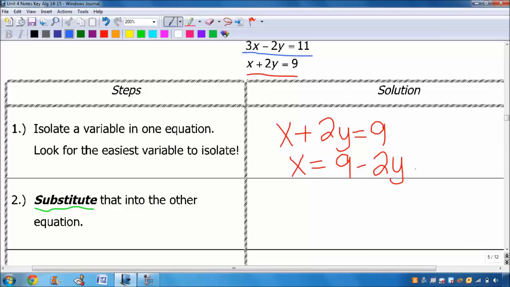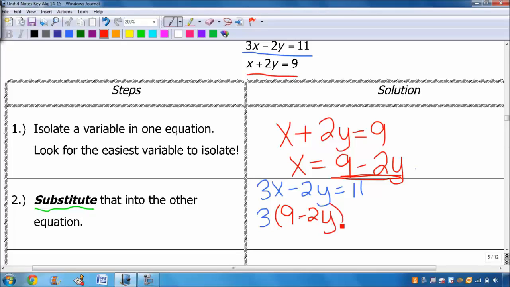Okay, so let's go ahead and plug it in. So 3x minus 2y equals 11. Every time I see an x, I'm going to replace it with all of this stuff right here, because this is what x is actually equal to. So I'm not changing it, I'm just writing it with something different. So x is equal to 9 minus 2y, so I'm going to replace the x with 9 minus 2y. And then I'm going to copy the rest of the equation down. So minus 2y equals 11.